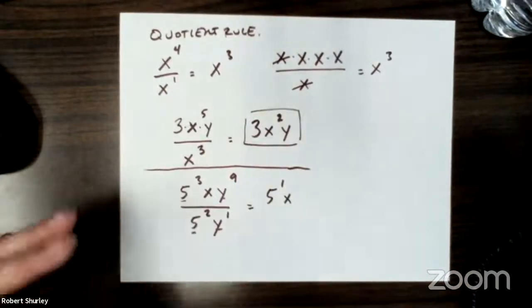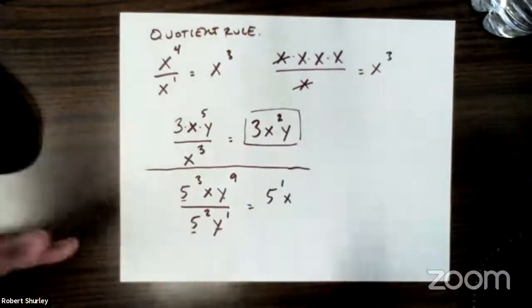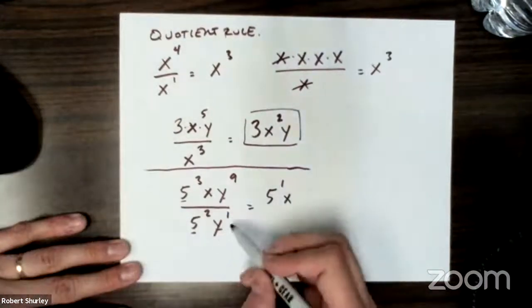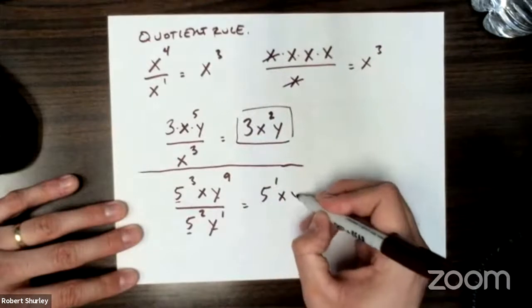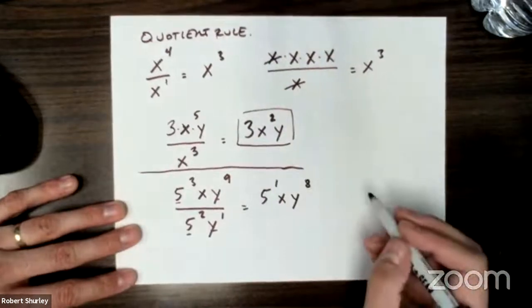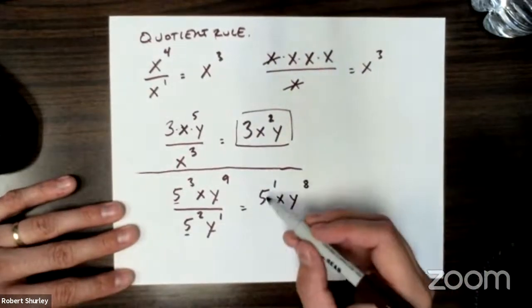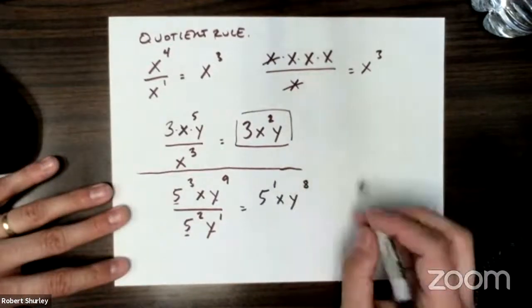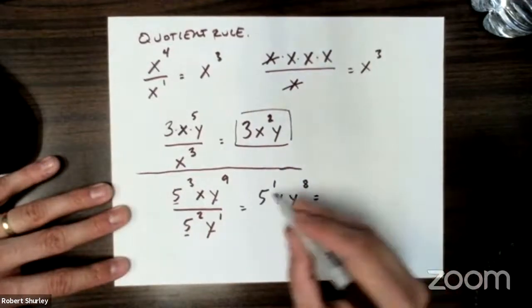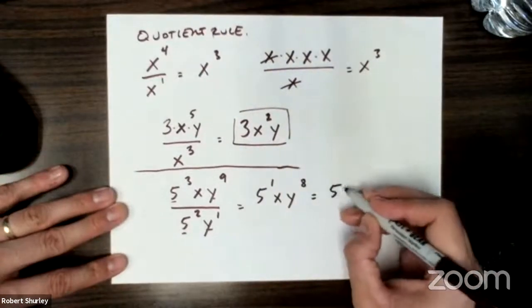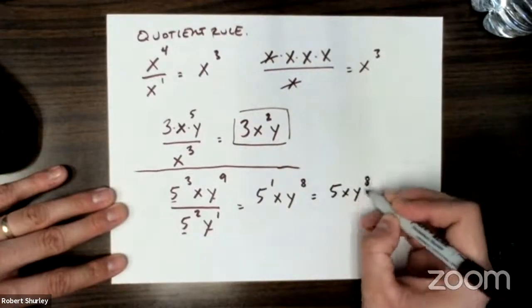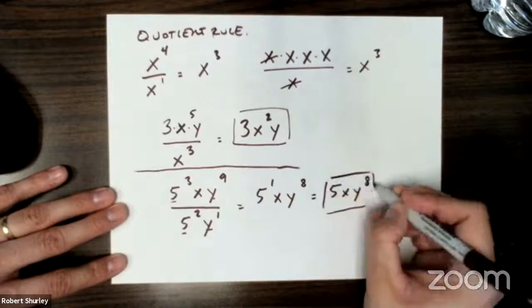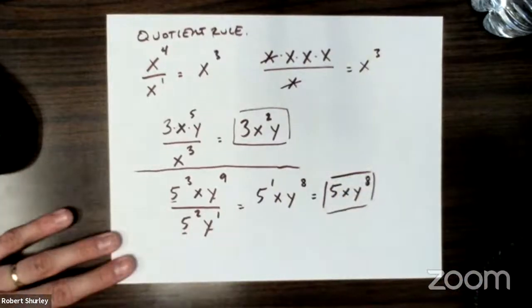Remember, if a term or number or variable is by itself, it's just y to the 1. So this leaves us with y to the 8th. There we go. Now look, you can leave it as 5 to the 1. That's fine. We just don't usually write exponents if they are raised to the first power. So this would be 5x y to the 8th. Okay.